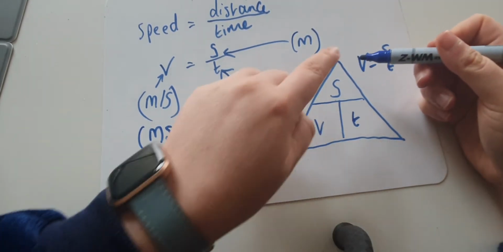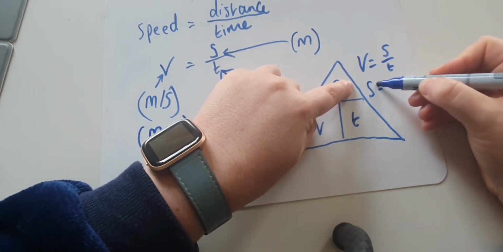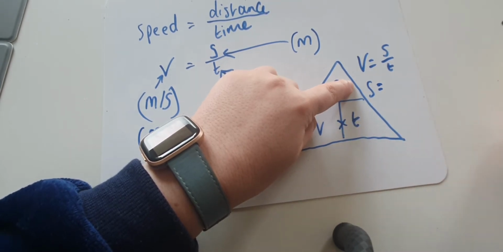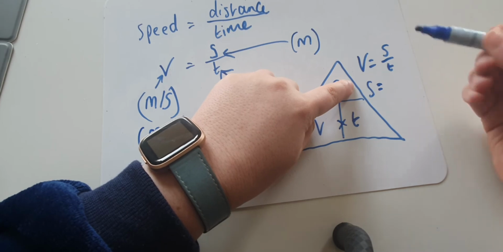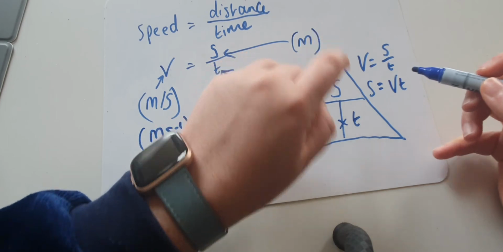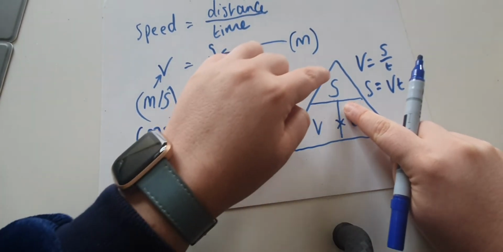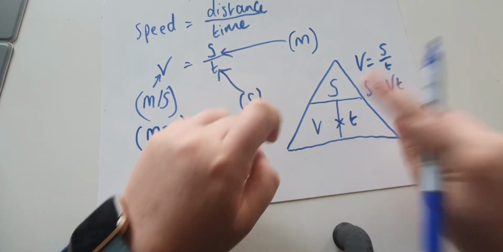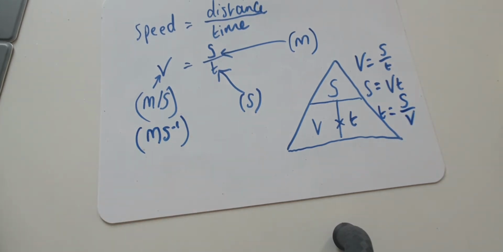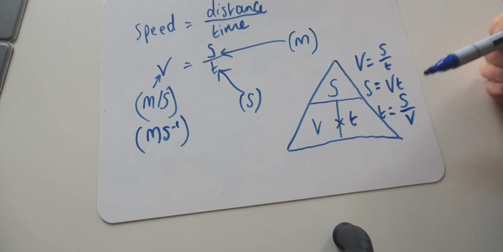If I want to find the displacement, I'm going to cover this one up, that leaves me with V times T. Some people like to put the multiplication symbol down there. I don't tend to, but that's up to you. So Vt. And finally, if I wanted to find time, I would cover up time, and that would leave me with displacement divided by velocity. So there you have all the versions of the equation you could possibly be asked to use.